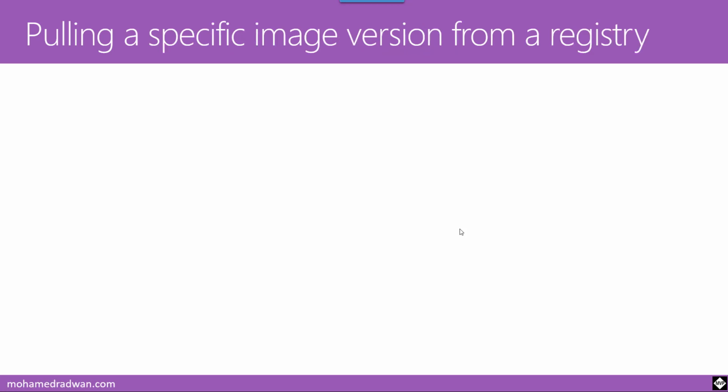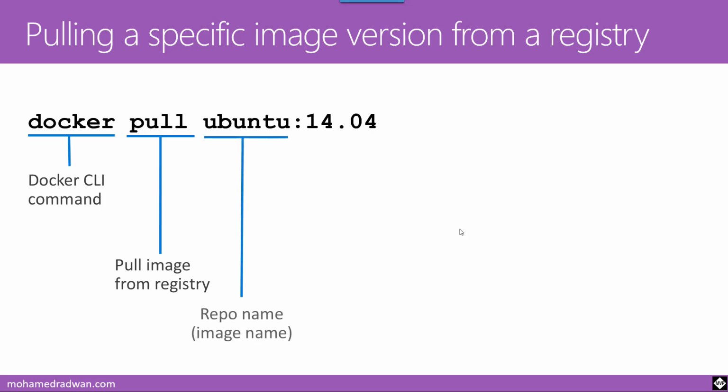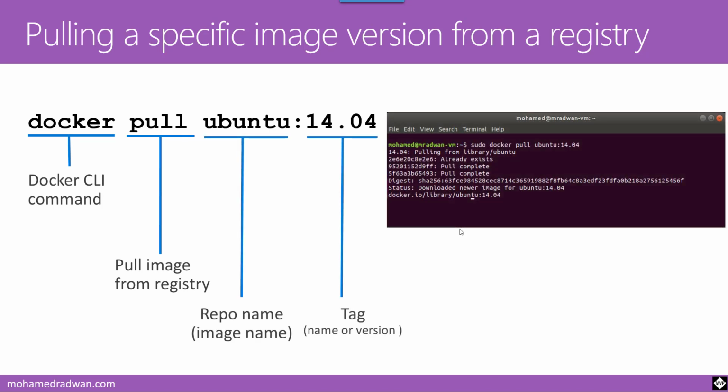Let's look at the pull image command with a specific version instead of using the default tag. If I say docker pull ubuntu 14.04, it will be the same. This will pull an image, and here is the repo, and here is the tag, which could be a name or a number. It doesn't have to be a number. And as you can see here, this will pull a specific image, 14.04, which pulls only 2 layers, because one layer already exists on my local machine.